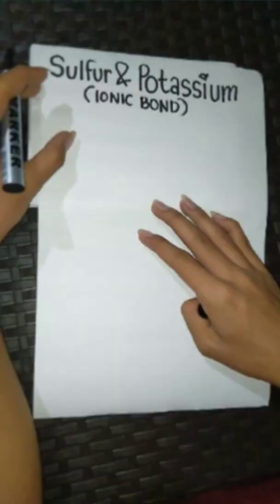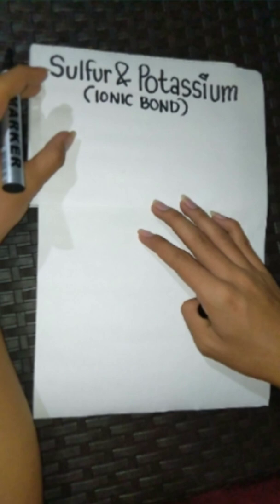And now, let's tackle the Lewis structure of potassium and sulfur, the OF2, and the C4H8. So what are you waiting for? Let's get started. Sulfur and potassium is an ionic bond.